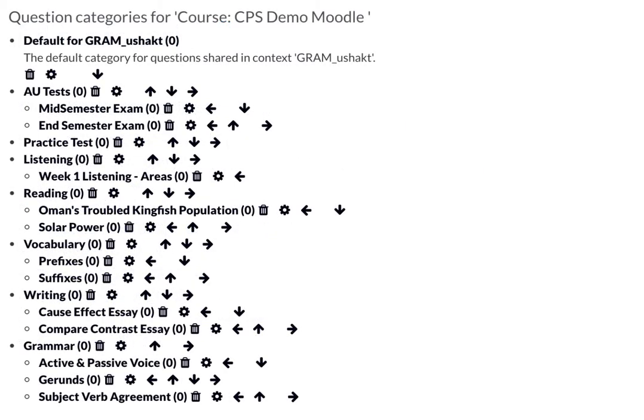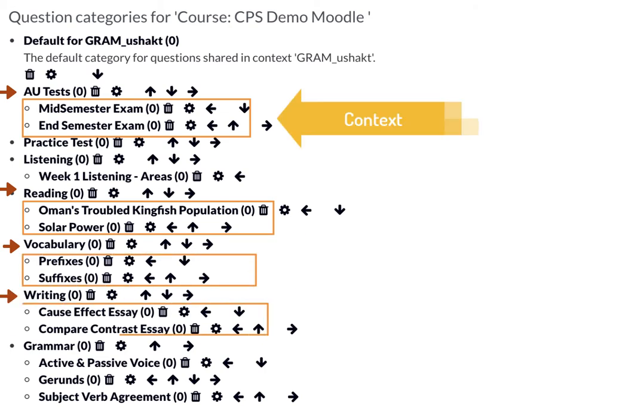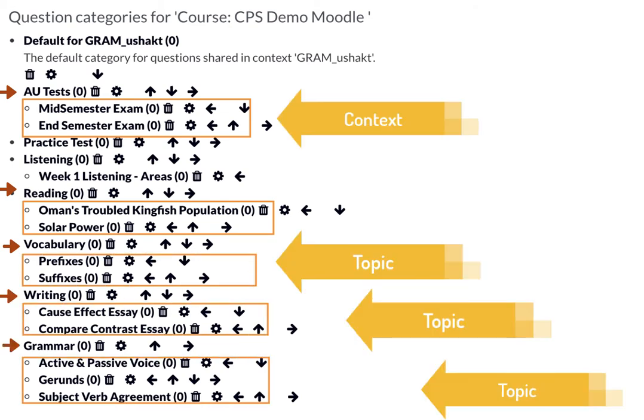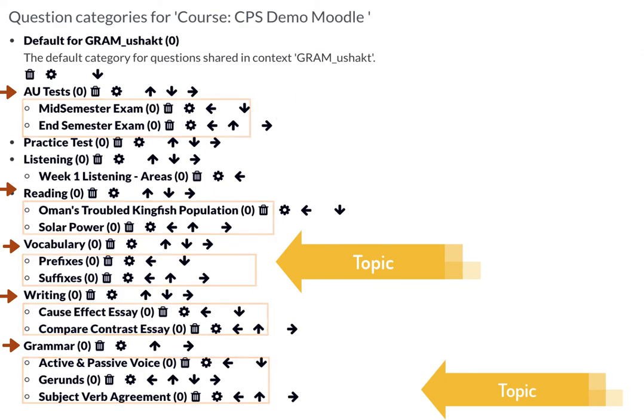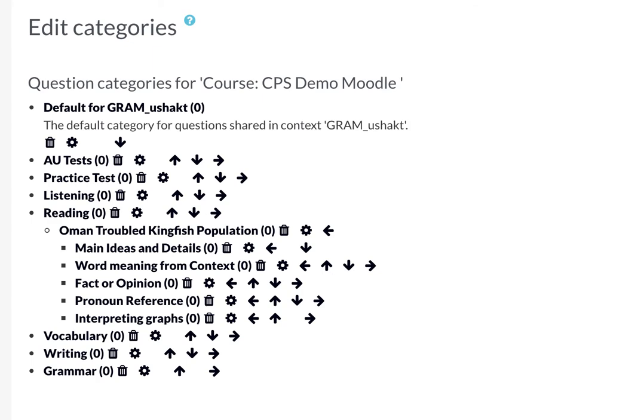The next step is to create subcategories within the main categories for the next level of question classification. In the example here, each of the main categories is subdivided based on either contexts or topics. Further categorization can be done as necessitated. One example of this is in the reading questions.